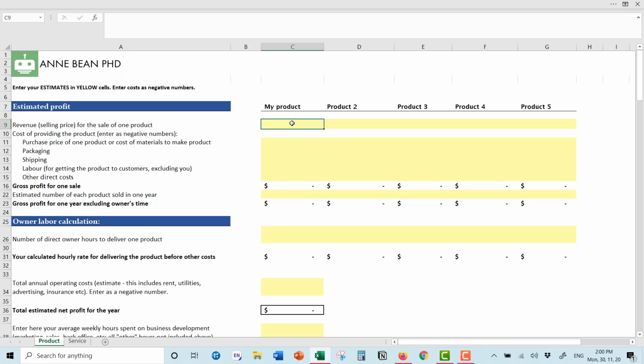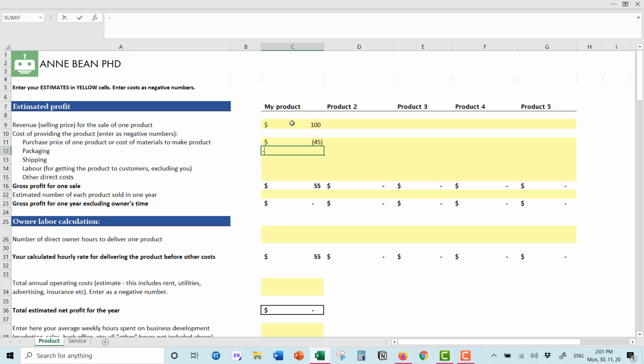So to start with, you need the selling price of your product or your proposed product. And I'm going to say that my product will sell for $100 each. So that's just for one. Now I have to calculate the cost of providing that one product. So it could be the purchase price if I buy it and then resell it, or it could be the cost of materials if I make it. I'm going to say minus $45. We enter costs as negatives in this spreadsheet. Minus $45 is the purchase price of my product.